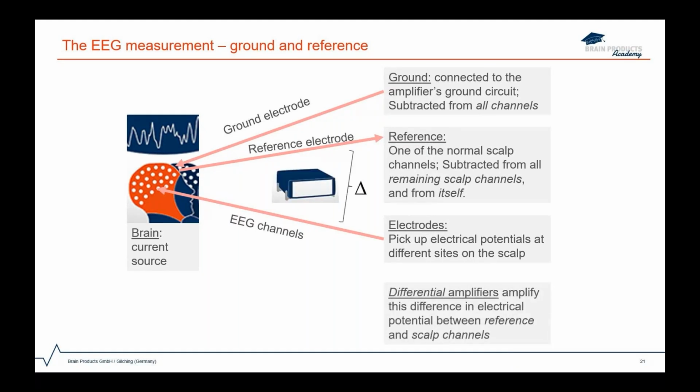In this way, differential amplifiers will amplify the difference in electrical potential between the reference and the scalp channels. But in this process, the reference gets subtracted from itself, and therefore in our raw data, or during our recording, it is zero. And that's the reason why we cannot see activity of the reference channel.